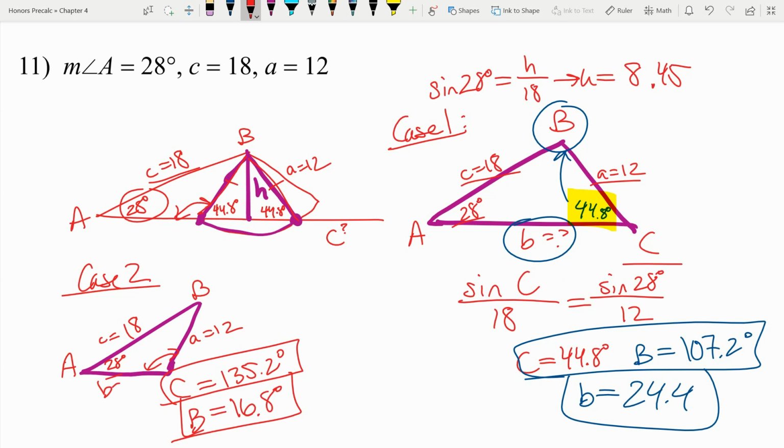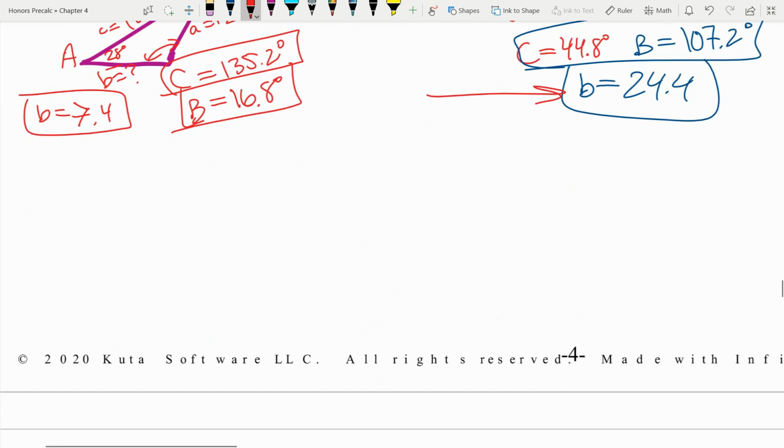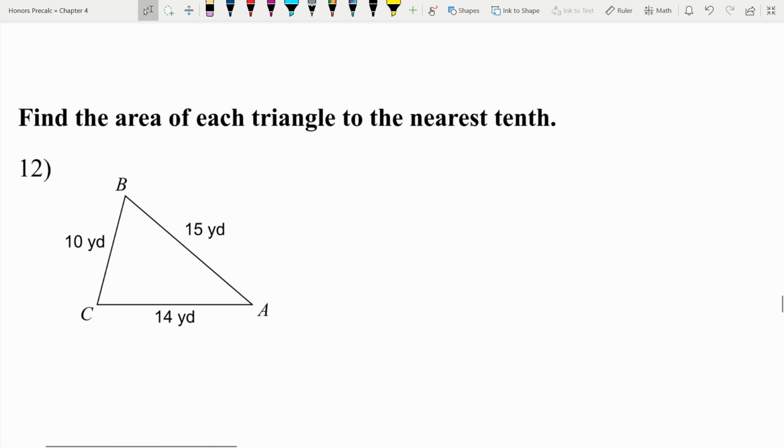How do you find side B down here? Well, the same way you would have found side B over here. You can use the law of sines to figure that out. And so that little b on this one would have been 7.4 after using the law of sines. All right, that was probably the toughest one on any of these.